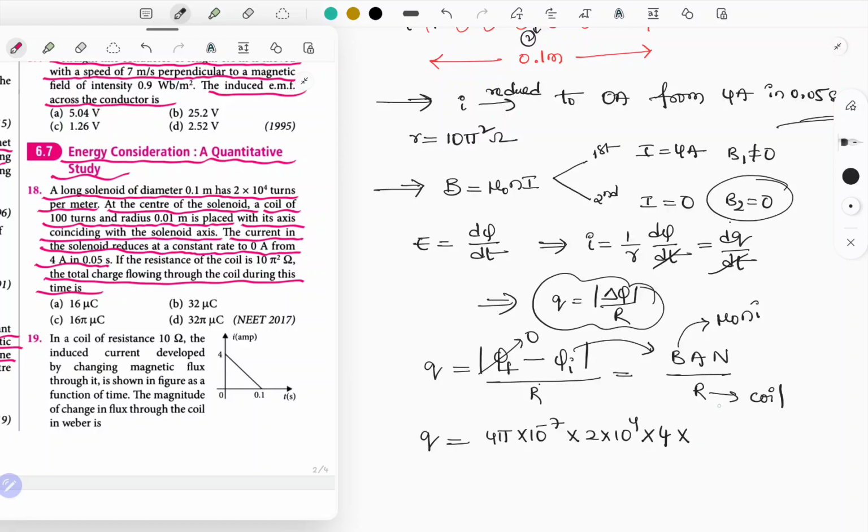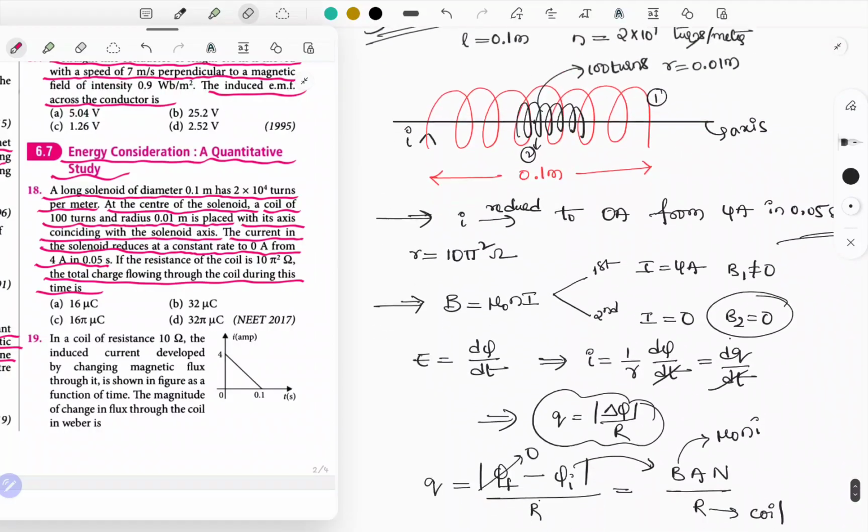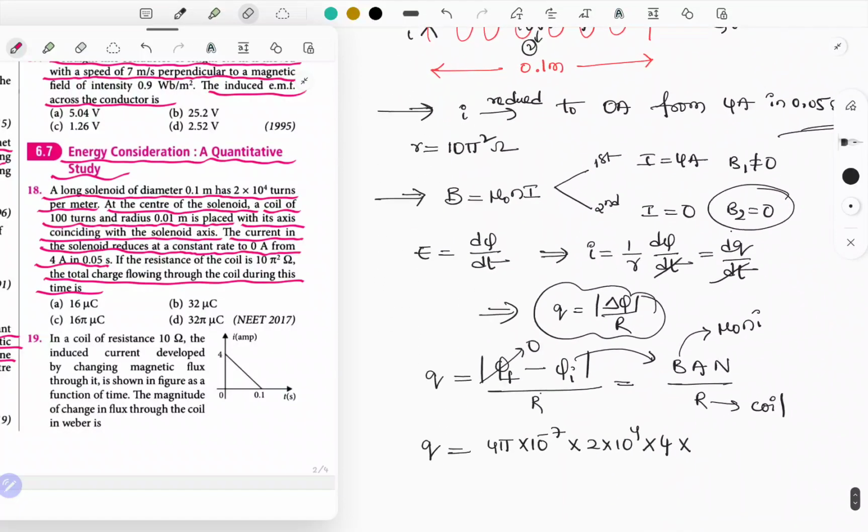So which is equal to, what is the radius they have given? Radius is 10 pi square, no? It's going to be pi into 10 into pi square whole square. Once check out this substitution. So we substituted this wrongly. So the radius is 0.05 something, 0.01. Coil radius is 0.01.